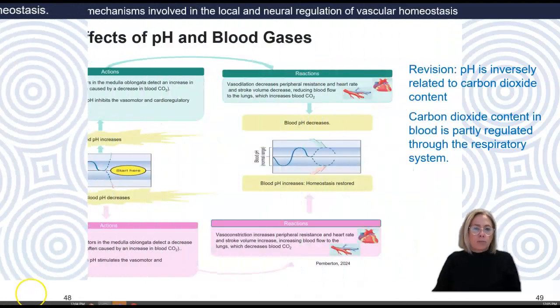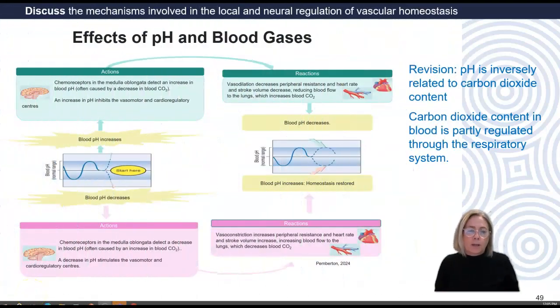So with the chemoreceptor reflex, we're pretty much looking at the effects of pH and blood gases, okay? So remember that pH is inversely related to carbon dioxide content. The more carbon dioxide in the bloodstream, the more acidic the blood is going to be, and vice versa. And the amount of carbon dioxide in the blood is partly regulated through the respiratory system, and the respiratory system changes the ventilation rate in response to increasing and decreasing carbon dioxide levels in the blood.